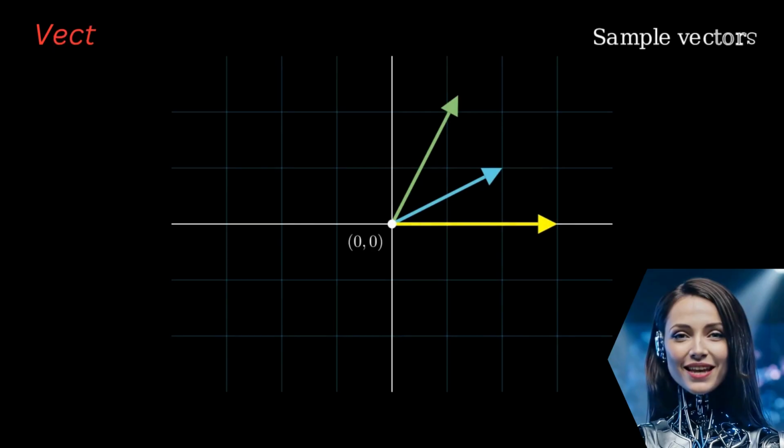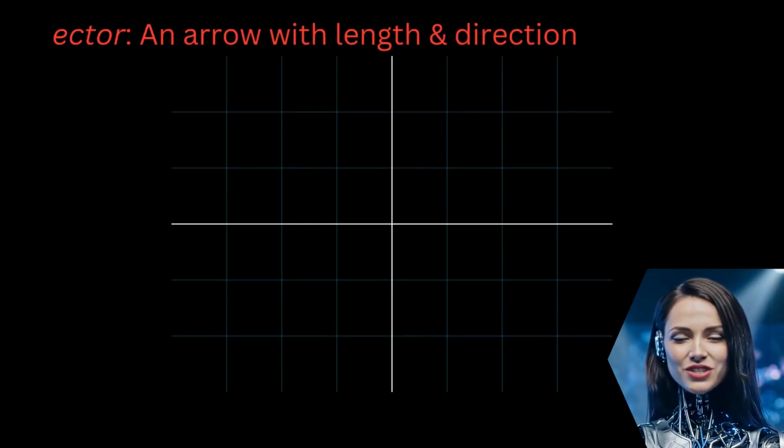Imagine you have a perfectly square sheet of transparent stretchy rubber. Let us draw a grid on it. And at the center of the grid, our origin point, we will draw a few arrows, or vectors, pointing in different directions. A vector is simply an arrow with a specific length and direction.